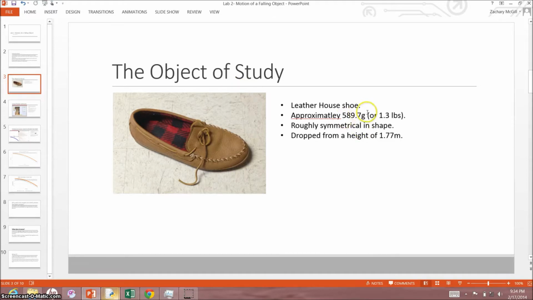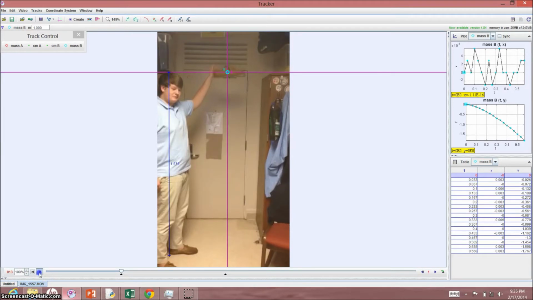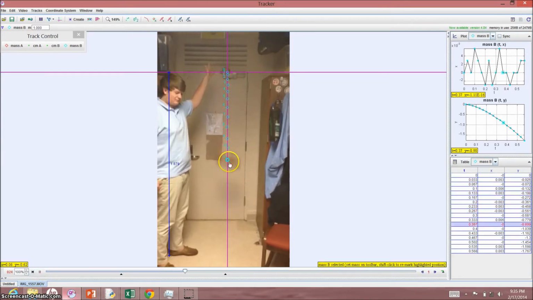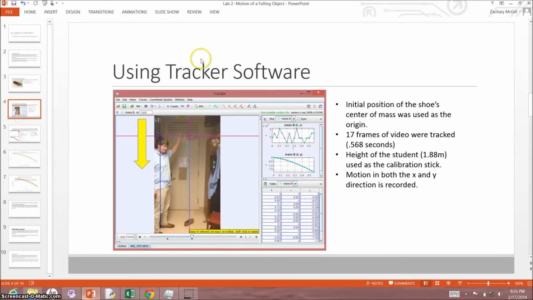So the object of study is a leather shoe of approximately 589 grams. And we have the model video in Tracker that we can look at down here. The initial velocity of the shoe is 0.79 meters per second, and the final velocity of the shoe is 5.12 meters per second. As you can see, we use the center of mass of the shoe as the points, and this data was analyzed by Tracker, and we can see an increase in the negative y direction velocity, which is what we were looking for.